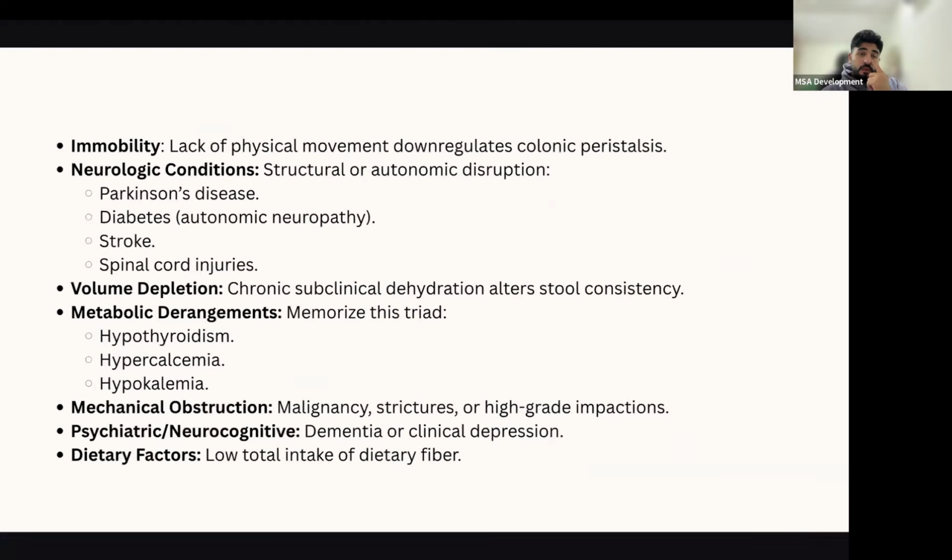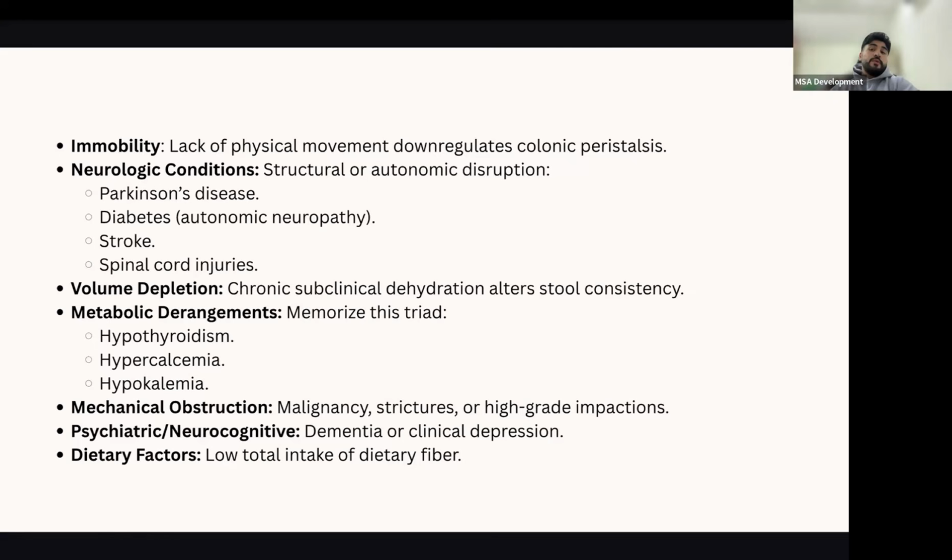Now, other causes of constipation include immobility, because usually patients who are geriatric and old are not going to move much. They're going to have a very sedentary lifestyle. They're going to be home all day. So due to this lack of physical movement, their colonic peristalsis is going to decrease. So we usually tell them to go on walks. It's going to help.